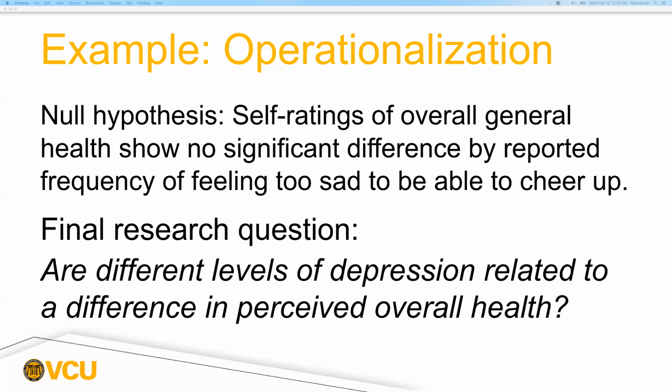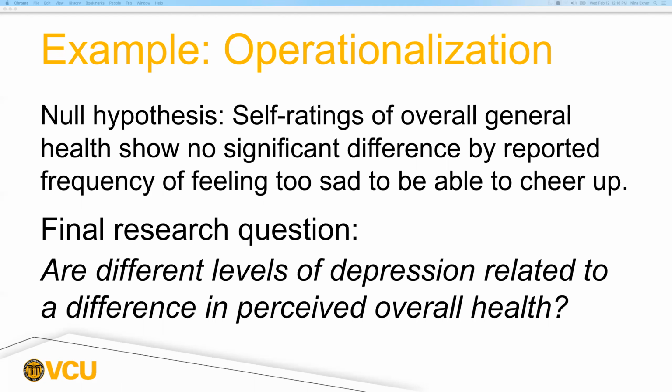But we build a null hypothesis that self-ratings of overall health will show no significant difference by how often the respondents report that they have felt too sad to be able to cheer up. The alternative hypothesis that we're hoping for would presumably then be that there is a significant difference. So we've got our variables, we've built a hypothesis, and now we want to tweak our original research question to fit what we can really actually test.